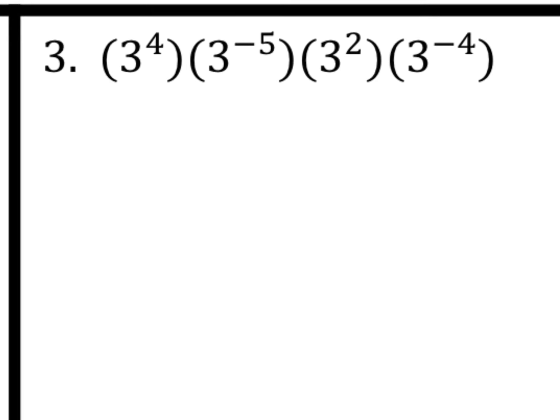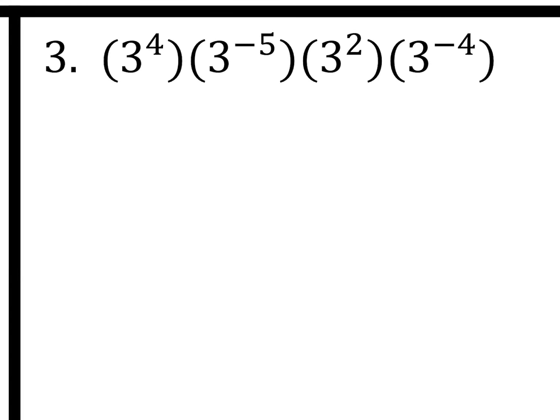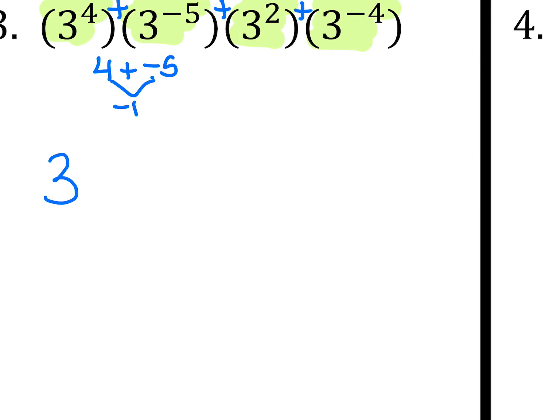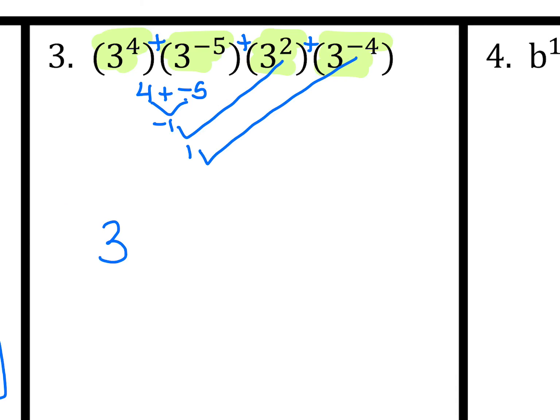Number 3. A bunch of multiplication. We need to identify like bases. 3, 3, 3, 3. All 4 terms have a like base of 3. So we're going to keep our base of 3, and we're going to add our exponents. So we have 4 plus negative 5 gives us, I don't know how that happened, negative 1. Negative 1 plus 2 is 1. 1 plus negative 4 gives us negative 3, so we have 3 to the negative third.